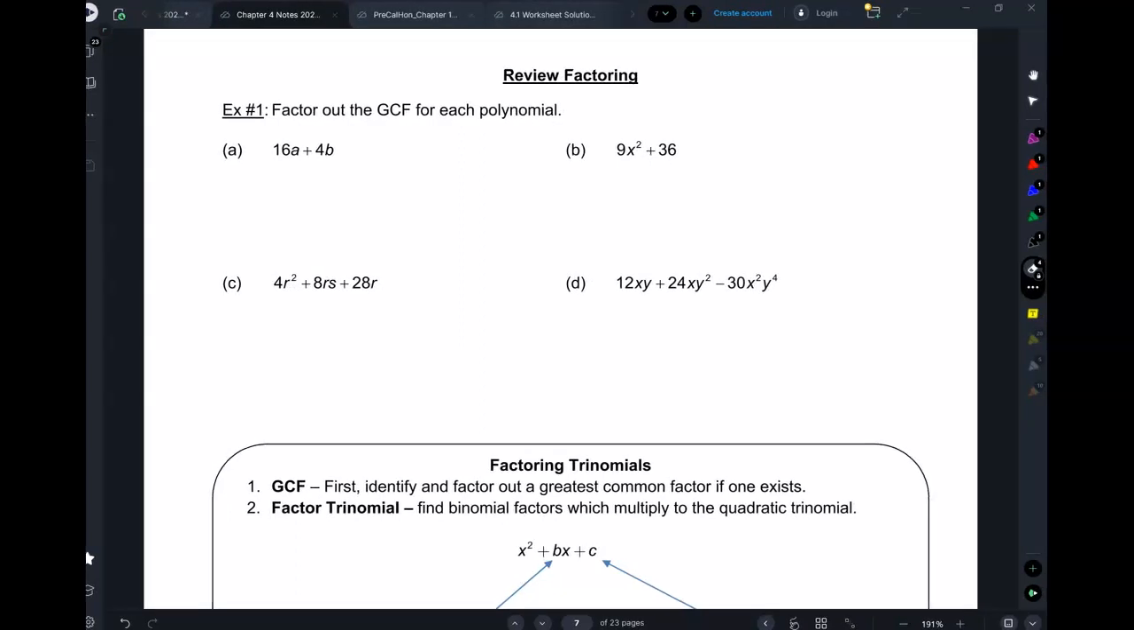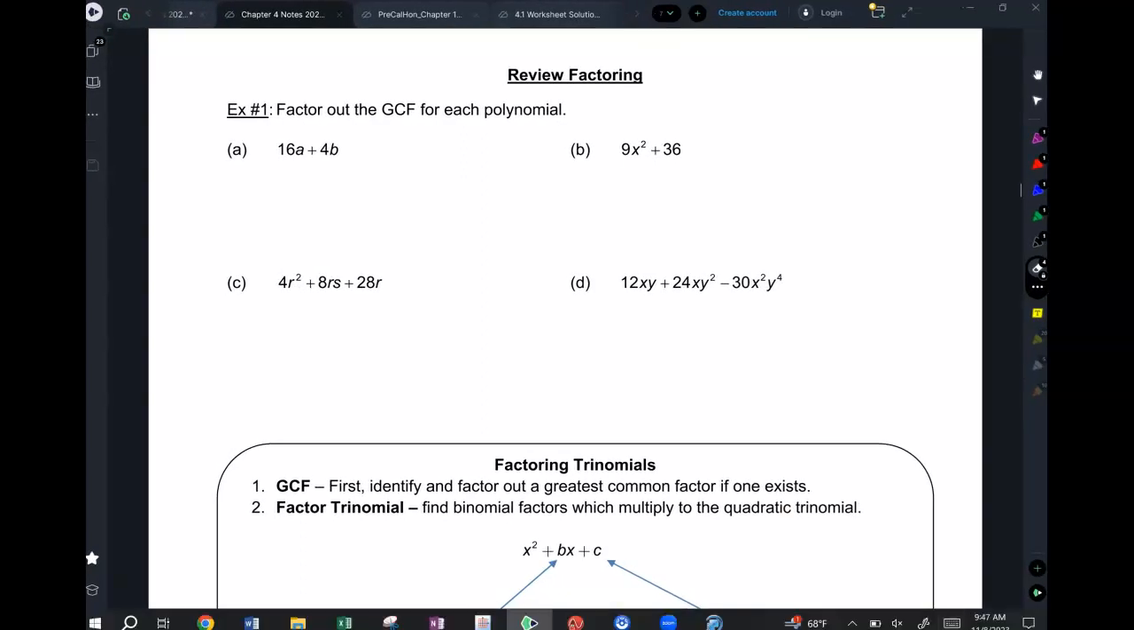First off, we're going to start by factoring out a GCF, the greatest common factor. If you take a look here, between the 16a and the 4b, what can I factor out of both of these? The 4. When I take out the 4, I get 4a plus b, and that's the factored form. Here, what can I take out of the second one? 9, and I get x squared plus 4. That's completely factored. I can't go any further.